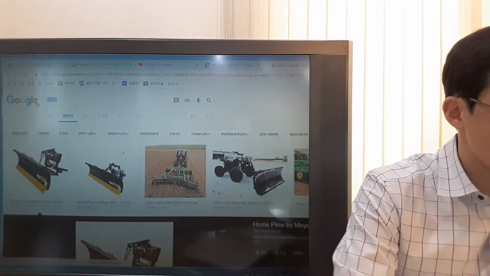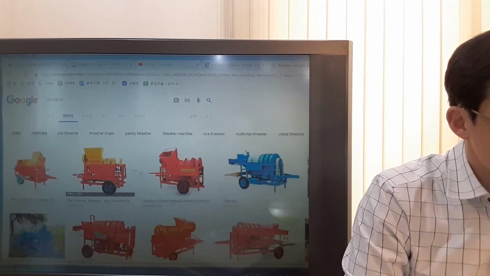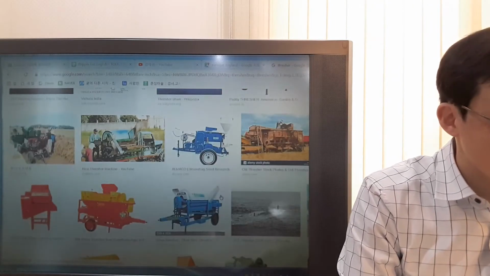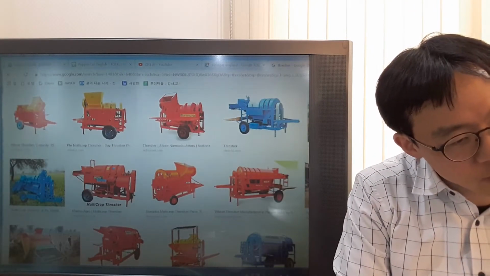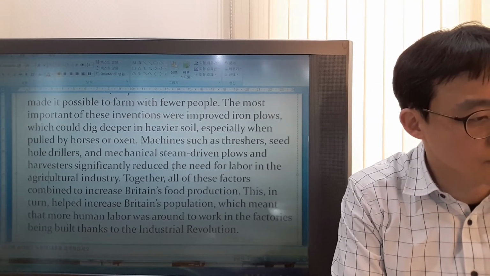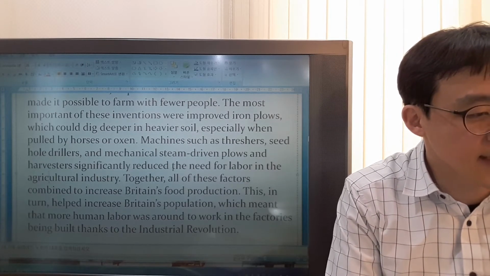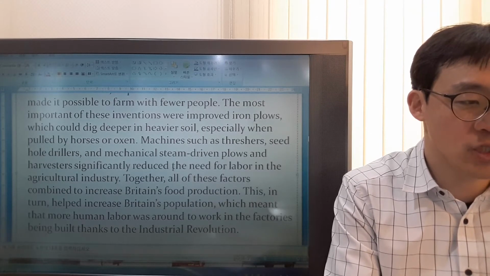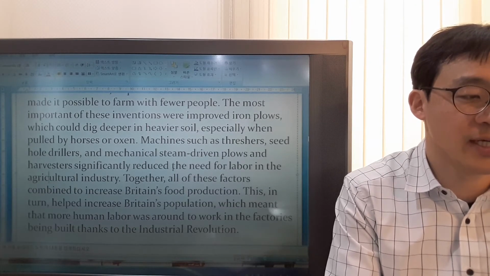Let's take a look if there's any picture. This is like a modern one. Okay, modern ones, all right? Threshers. They shake, beat the cereal crops to separate the grains from the rest of the plant. Seed hole drillers. Drill means what? To make a hole. So you make a hole on the ground to plant the seed. Mechanical steam-driven plows. What does that mean? Steam-driven. Drive means to supply energy for the machine, right? So the energy for the power for the plow is provided by steam.